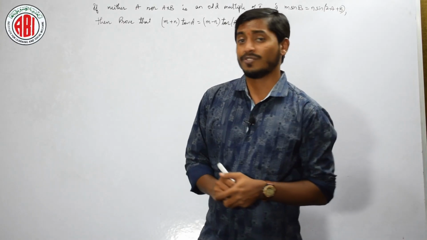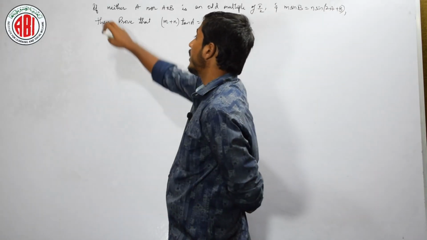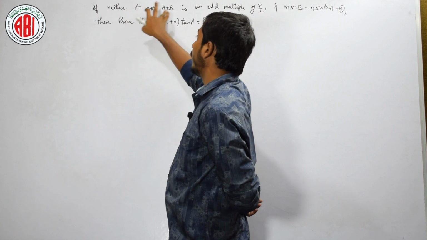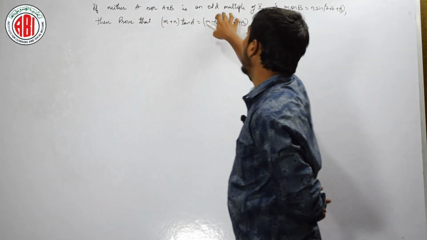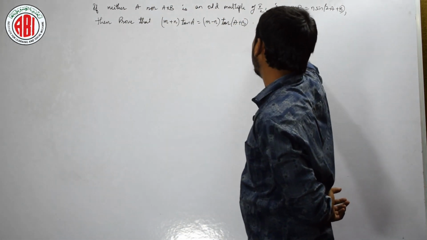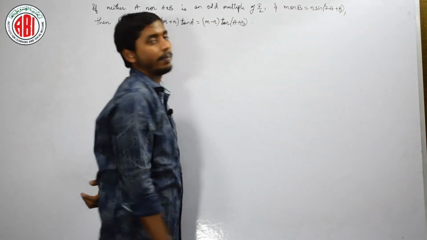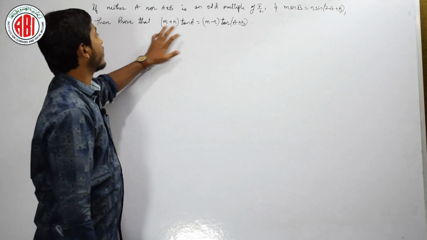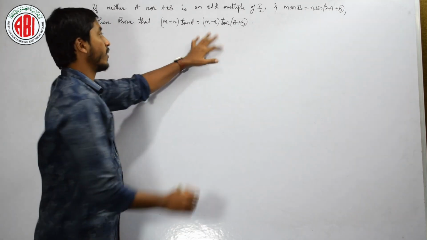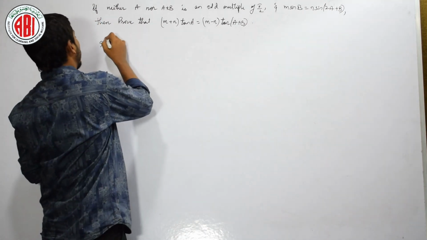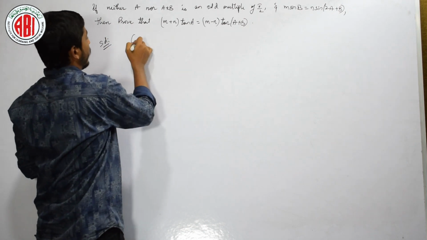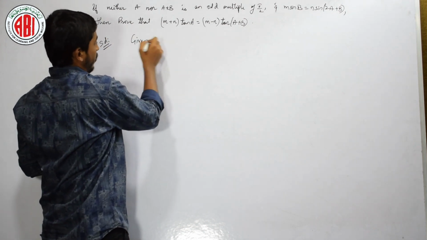Now see here, there is one more kind of problem. He is asking us, if neither a nor a plus b is an odd multiple of pi by 2, then he gave one more condition, that is m sin b equal to n sin of 2a plus b. Then he is asking us to prove this condition. This is one more different kind of problem. I will teach you one rule here.